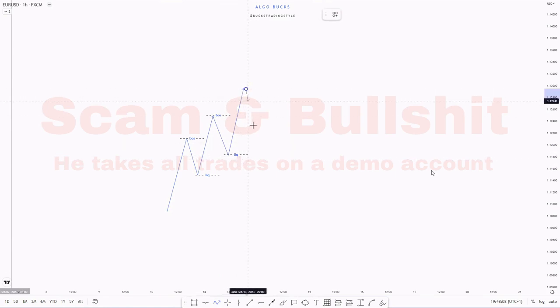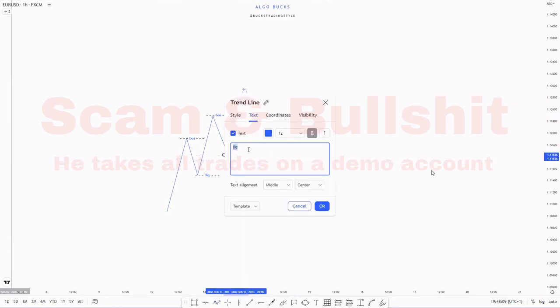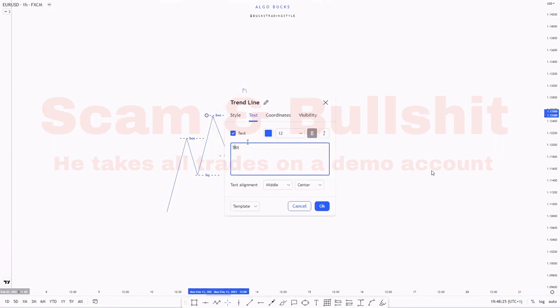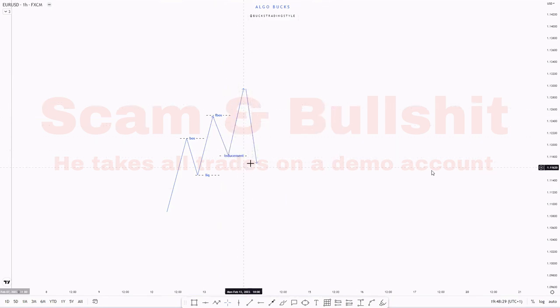So when price comes down to take out this low right here, this now becomes our liquidity being taken. For short, we can call it inducement, or IDM. So after price takes out this inducement, this high right here then becomes the fake break of structure. And then after price induces this low right here, anything can happen.